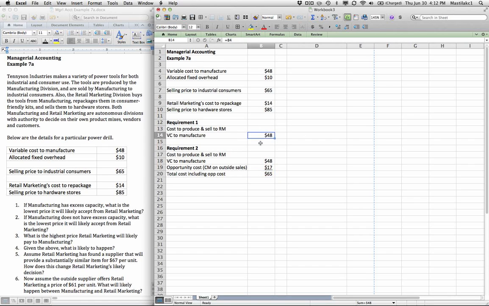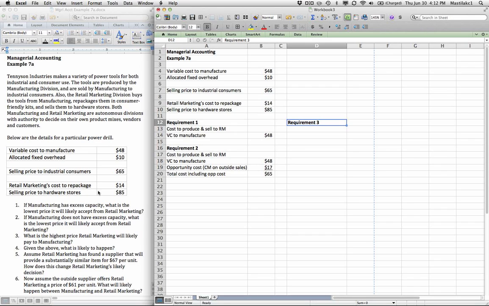Requirements 1 and 2. This is the lowest price I'll accept with spare capacity and without spare capacity. Requirement 3, and I'll put it over here to keep the two parts of the business separated. What is the highest price retail marketing will likely pay to manufacturing?